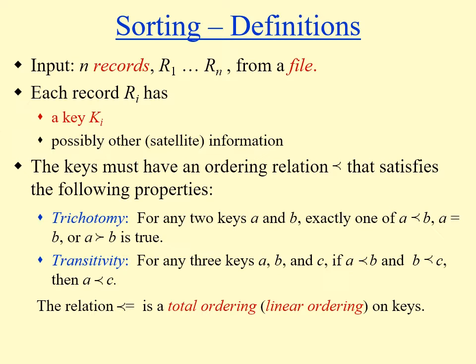Okay, this is how we defined sorting as a mathematical model. We sort based on keys, and the keys meet the ordering relationship, which contains the trichotomy and transitivity properties.